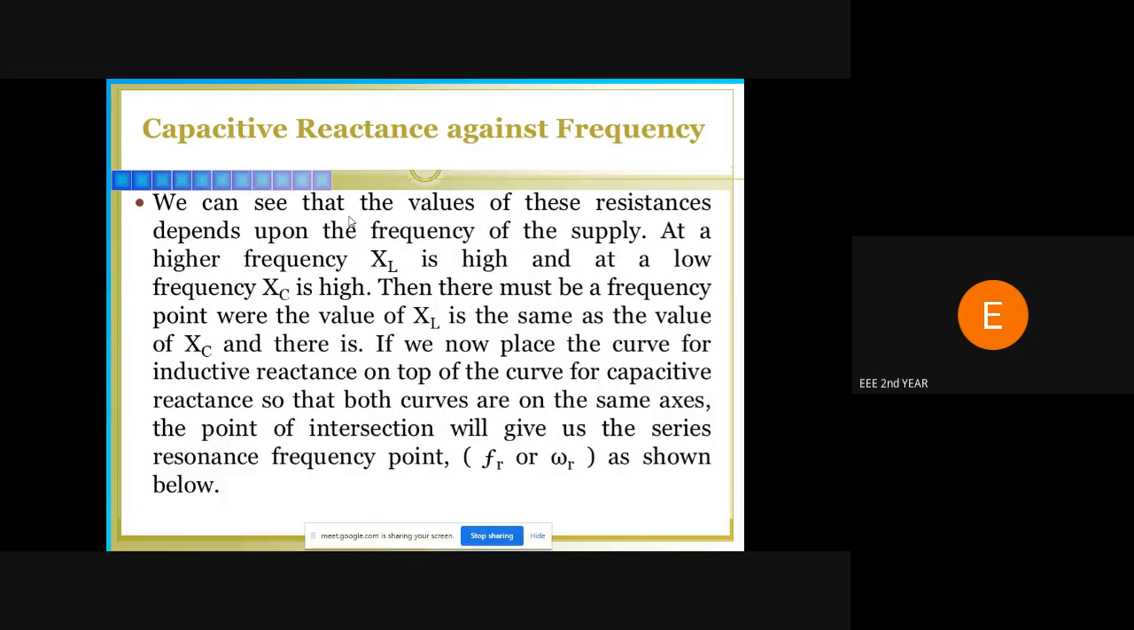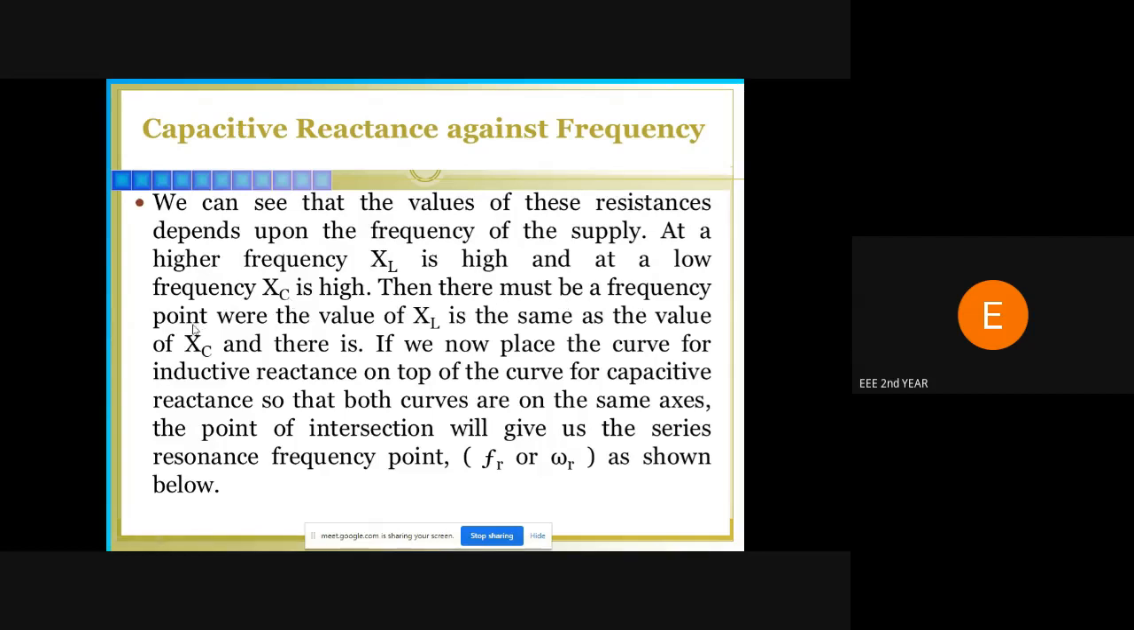So let us look at reactance against frequency. The reactance depends on the frequency of the particular supply. When we increase the frequency, XL also increases, and at a low frequency, your XC will be high. If the frequency increases, XL will be high; if the frequency is low, then XC is high, right?